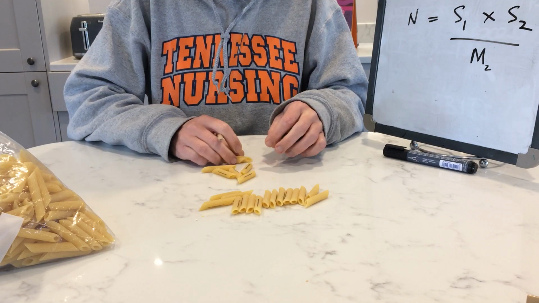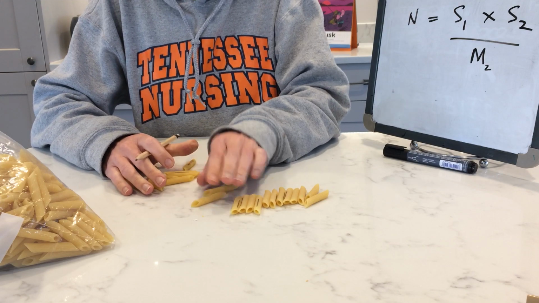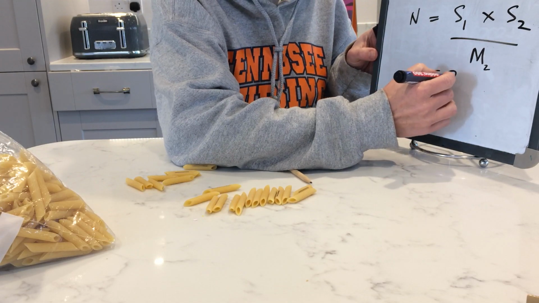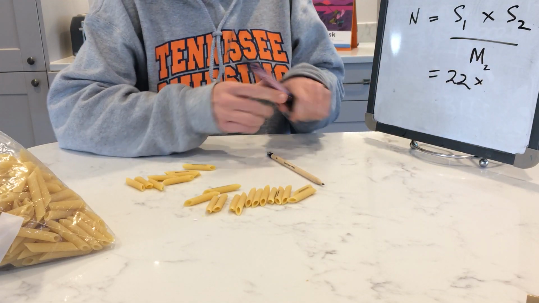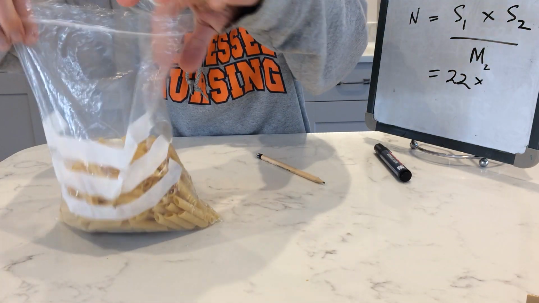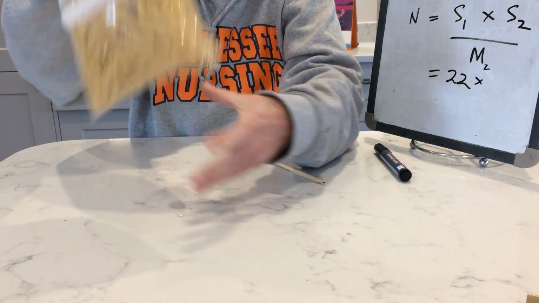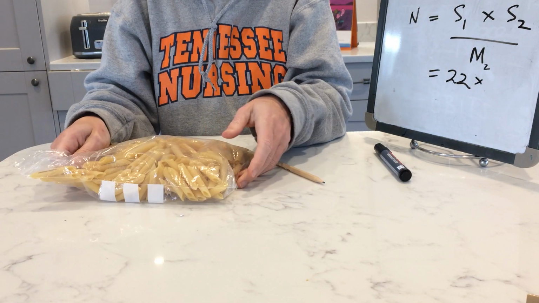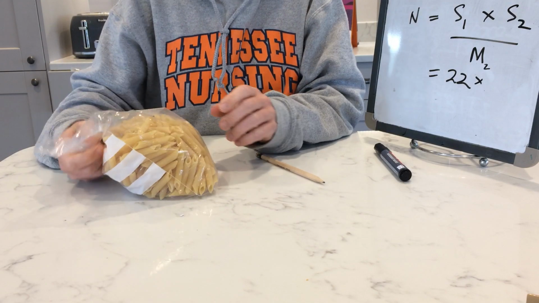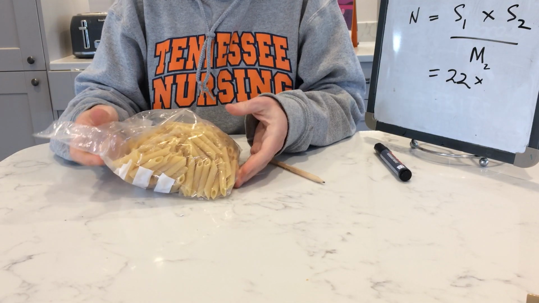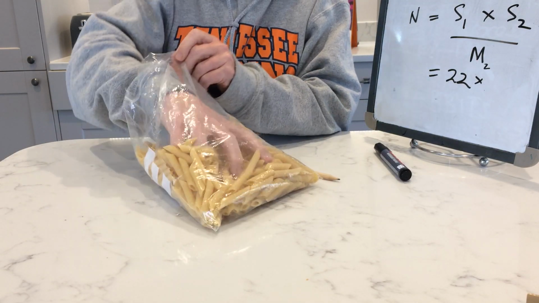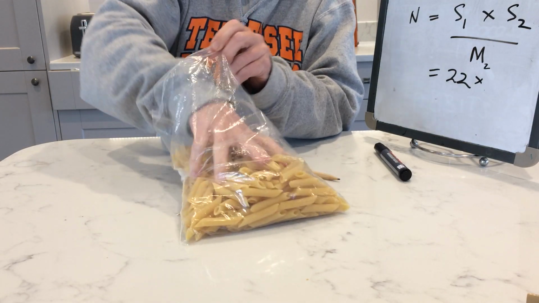Okay, so I've got 2, 4, 6, 7, 8, 10, 12, 14, 16, 18, 20, 22. So my S1 is 22. Okay, I'm going to put those back in, and then I'm going to mix up the pasta and try and make sure they're nice and mixed, because we want an even chance, an unbiased second sample, so we want to make sure that those are evenly mixed back into the population.